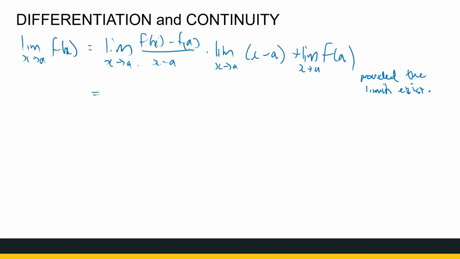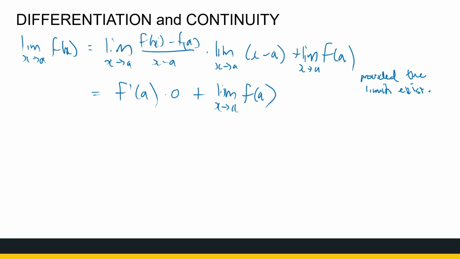The limit as x approaches a of f of x minus f of a over x minus a, that's the highlighted one. We know that's just f's derivative at the point a, all right? The limit as x approaches a of x minus a, we can simply substitute it because that's just a linear function. So that's a minus a, so that gives me 0. Plus the limit as x approaches a of f of a.